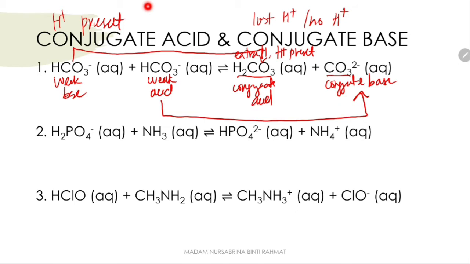Alright, so let's look at the second example. H2PO4 negative becomes HPO4 2 negative. That means in the process it lost one H plus. So this one is your weak acid, and it dissociates to form a conjugate base.